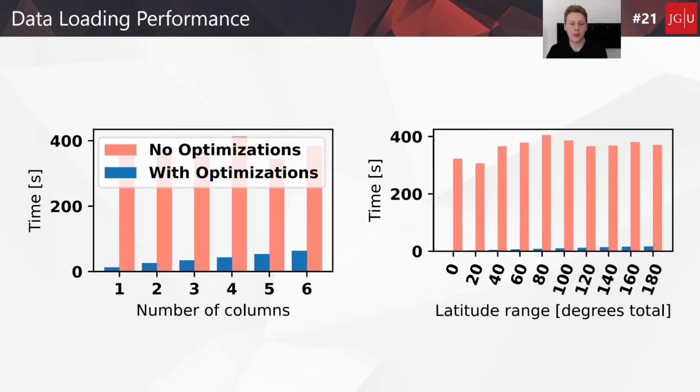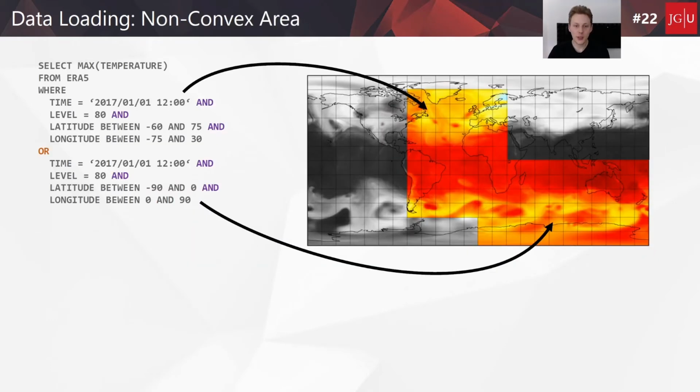Oh, well, yeah, here, of course, you can see the difference in data loading performance. The salmon colored bars is basically load the entire file, and the blue bars is using Northlight to prune unneeded columns and also to prune unneeded regions of the data set. And so you can see that, again, this scales linearly with the number of loaded columns and the number of loaded latitudes. Back to a more complex example.